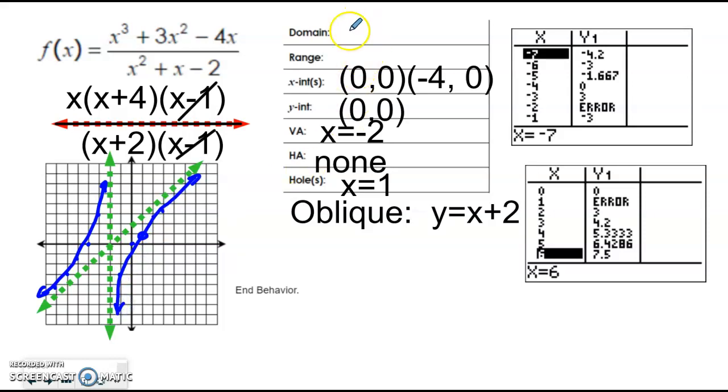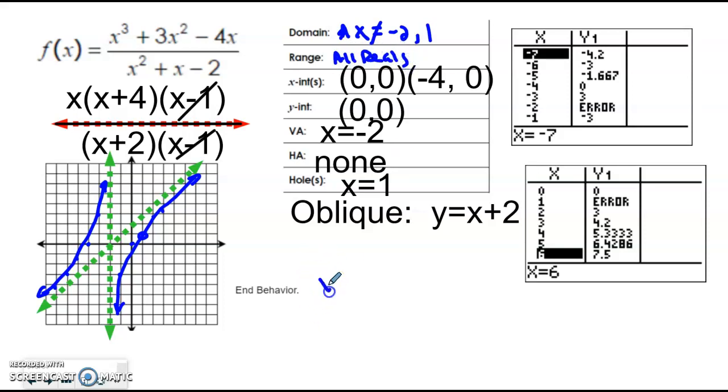All right, so let's look at domain. Well, domain is x does not equal only one specific value. Well, it doesn't equal two values. It does not equal -2, and it does not equal 1. The range: are there any gaps in my graph really overall? I'm going to actually say that this is going to be all reals.